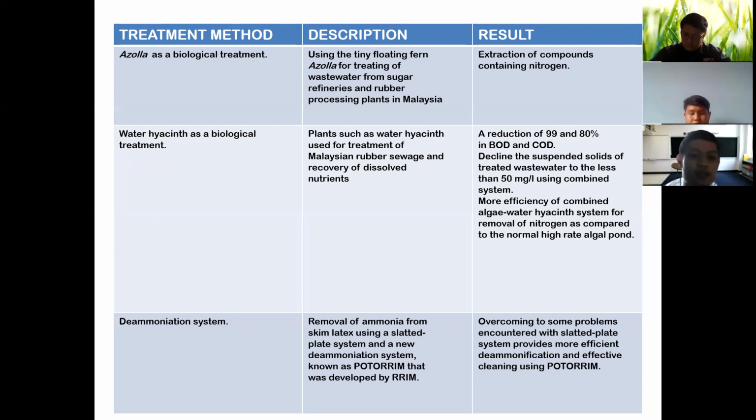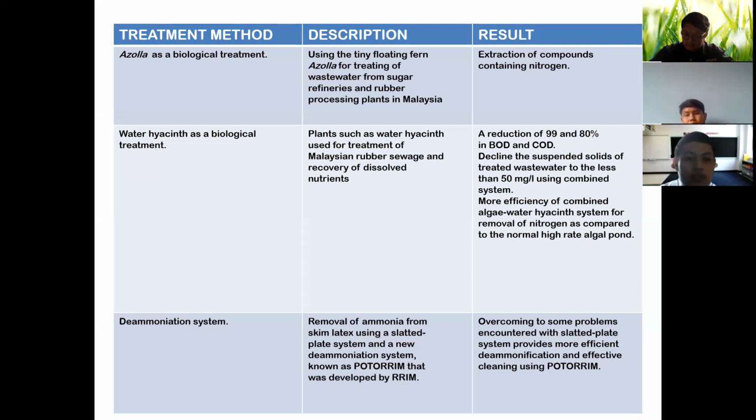Next is water hyacinth as a biological treatment. A plant such as water hyacinth is used for treatment of Malaysian rubber sewage and recovery of dissolved nutrients. The result is a reduction of 99 to 80% of BOD and COD. It also declined the suspended solid of treated wastewater to less than 50 milligram per liter using a combined system. This method is more efficient, with the combined algae and water hyacinth system, for removal of nitrogen as compared to the normal high rate algal pond.